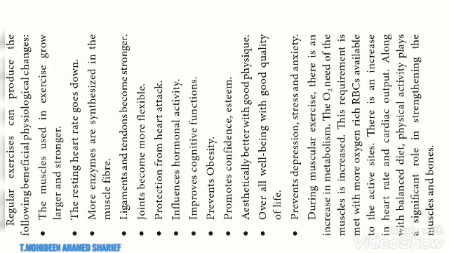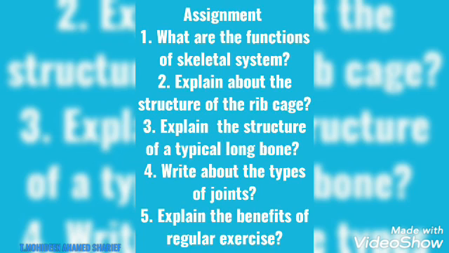During muscular exercise, there is an increase in metabolism. The oxygen need of the muscles is increased. This requirement is met with more oxygen-rich red blood corpuscles available to the active sites. There is an increase in heart rate and cardiac output. Along with the balanced diet, physical activity plays a significant role in strengthening the muscles and the bones.